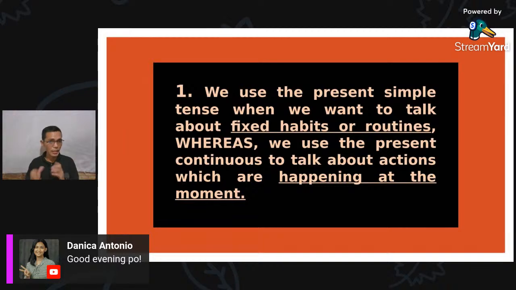Okay, ginagawa natin every day, every other day. Okay, later on we will be giving some examples. Whereas we use the present continuous to talk about actions which are happening at the moment.